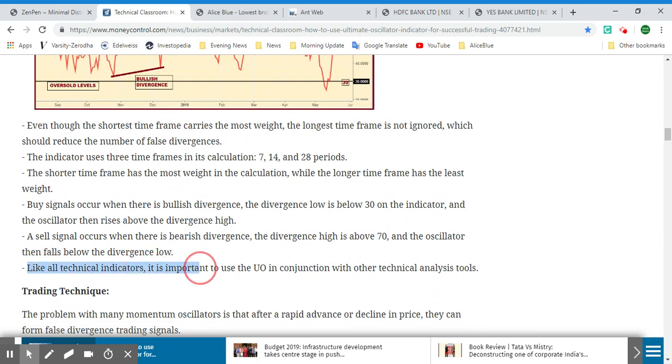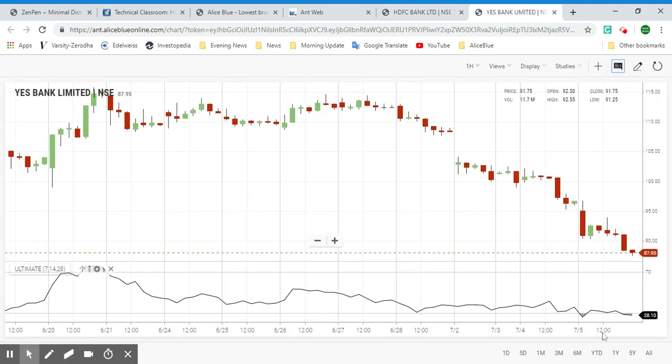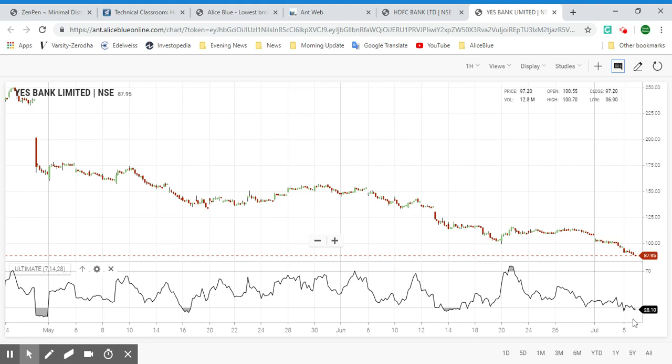Like all technical indicators, it is important to use the ultimate oscillator in conjunction with other technical analysis tools. So if you're getting slightly confusing signals like this here and here, as you can see, this doesn't give a solid buy or sell signal right now, as it's still hovering here and there's no divergence exactly.